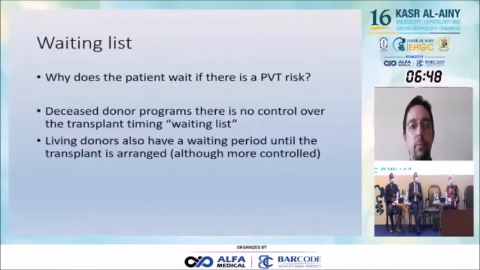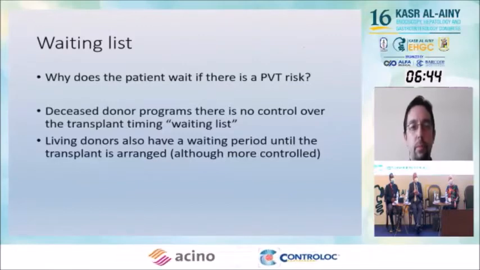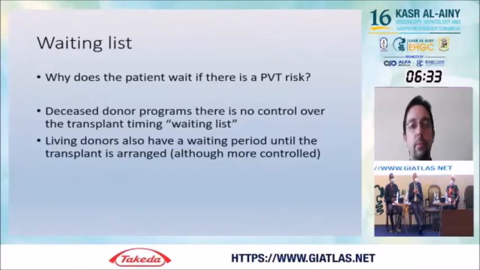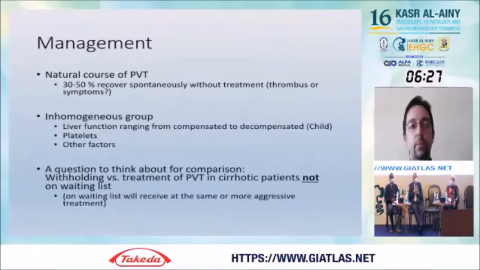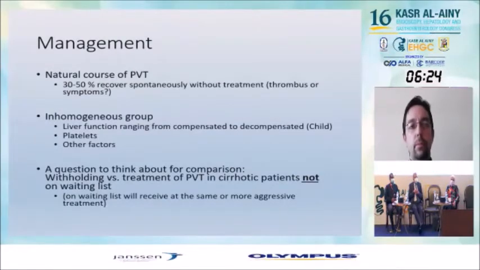So why does the patient wait if there is a portal vein thrombosis risk? Well, in deceased donor programs, there is no control over the transplant timing, and that's what's called the waiting list. And living donors also have a waiting period until the transplant is arranged, although it is more controlled. So what's the management of portal vein thrombosis?